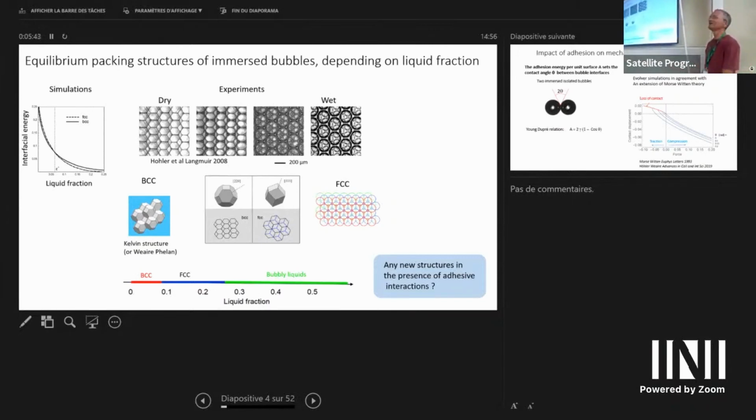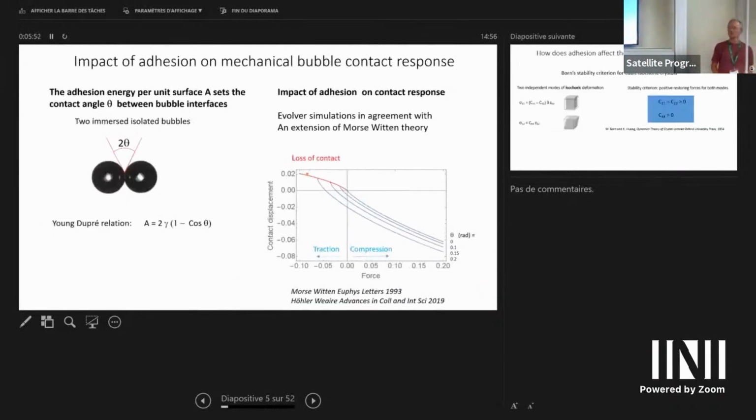Okay, and what can we get if now we introduce by some chemical tricks, co-surfactants, salts, an adhesion? Let me first talk about two bubbles. Two bubbles small enough so that gravity doesn't deform them, maybe floating through a horizontal plate. This is actually a microscopy picture taken in that configuration.